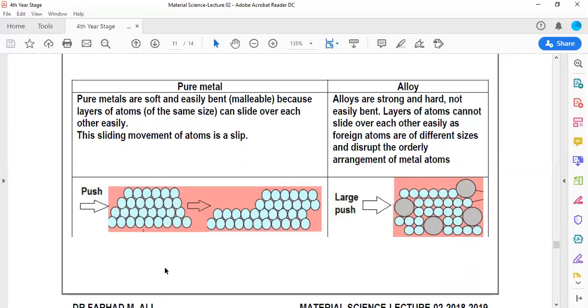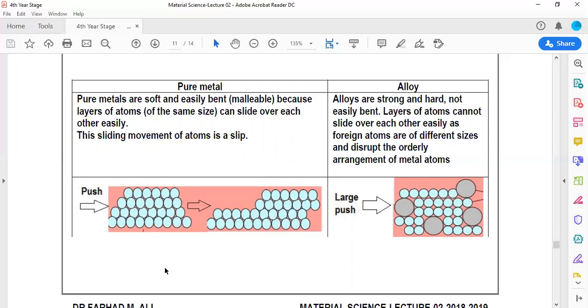So pure metals are soft and easily bent, malleable, يعني bent يعني يطوى تطوي, the bending, because layers of atoms of the same size can slide over each other easily. This sliding movement of atoms is called slip. slip يعني يتزحلق. slipped over يعني فوق يعني.